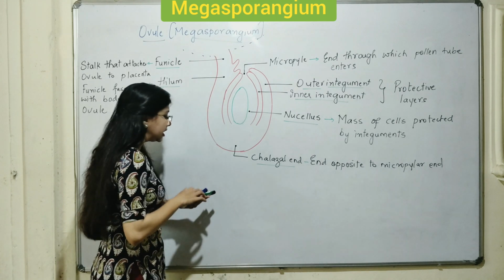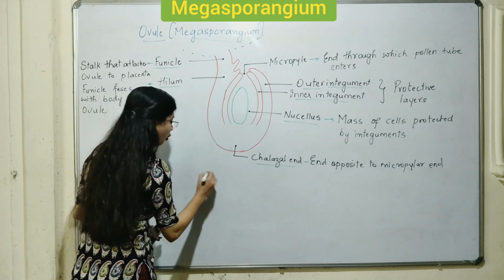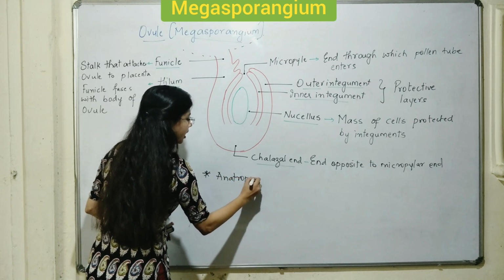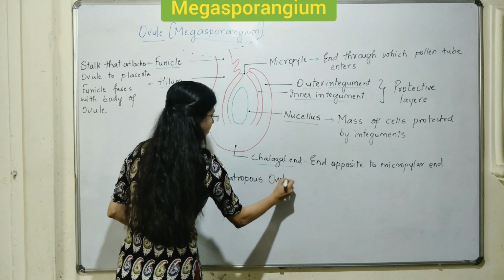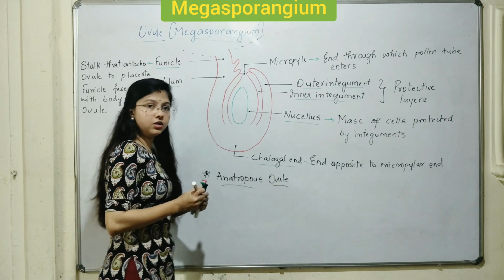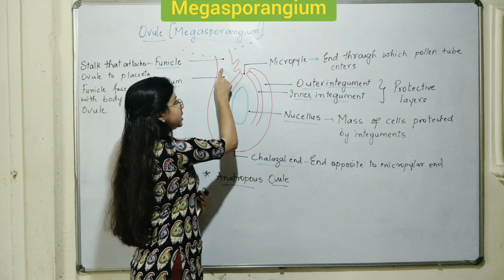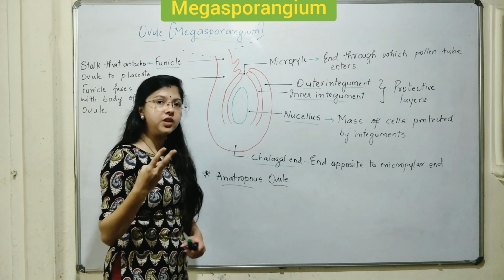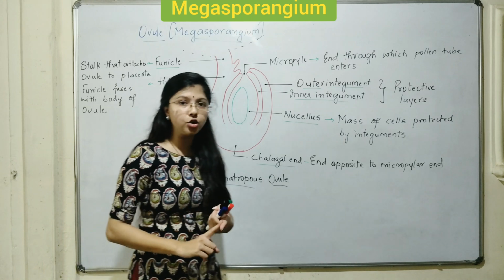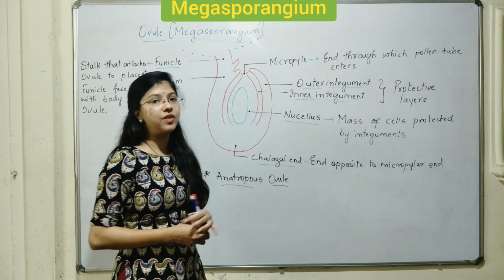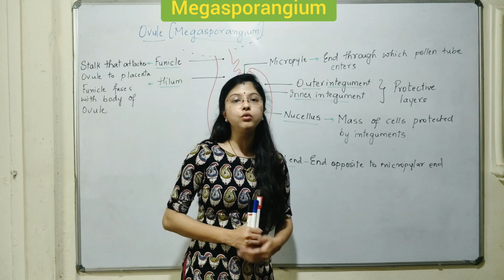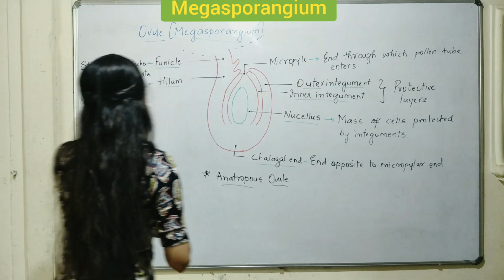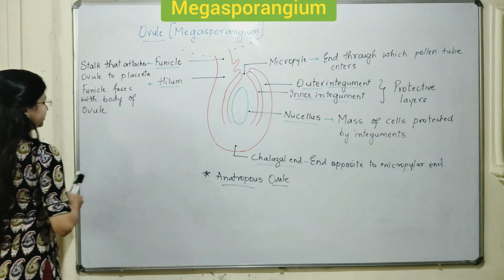Now, this is the most common type of ovule, the anatropous ovule, which is found in angiosperms. Depending upon the arrangement of the funicle, micropyle and chalaza, what are the positions of these three? Depending upon that, there are 6 different types of ovules found in different species of plant. So let us now see what the types of ovules are.